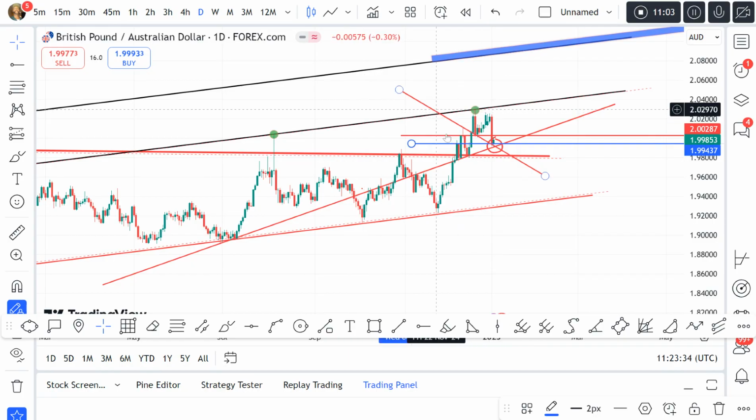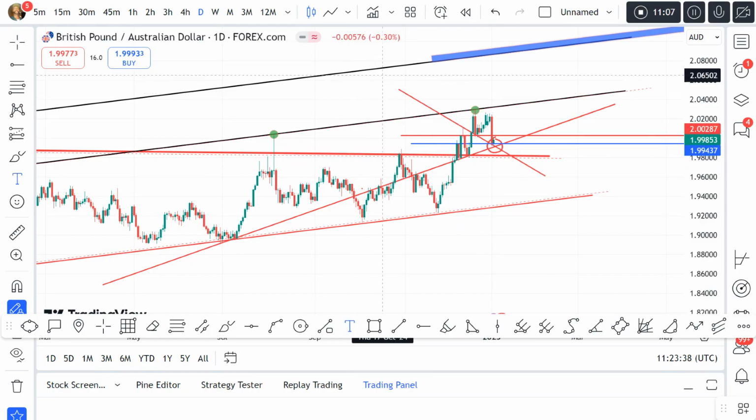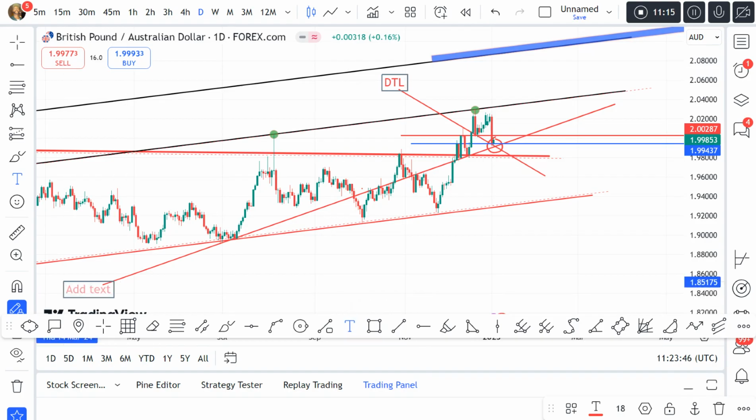So look at what we have here. Two descending trend lines, DTL. Let's mention them so that you can feel free to challenge our analysis. And this is ATL. It's an ascending trend line, and the other one is a descending trend line. Where they both meet becomes a point of confluence.